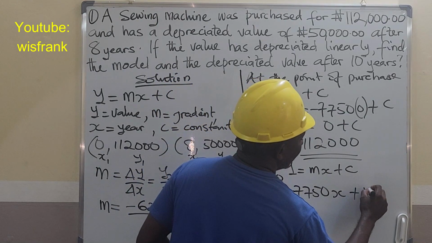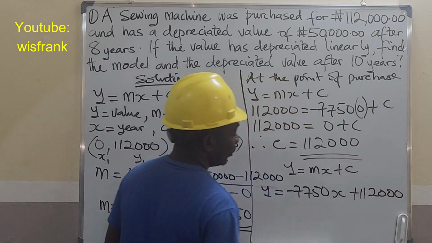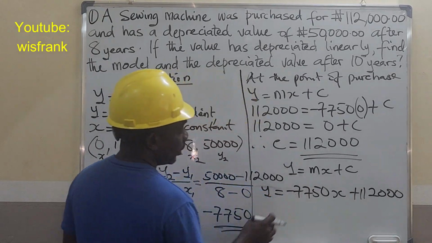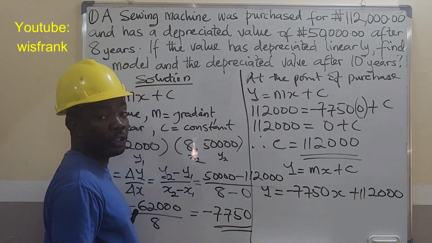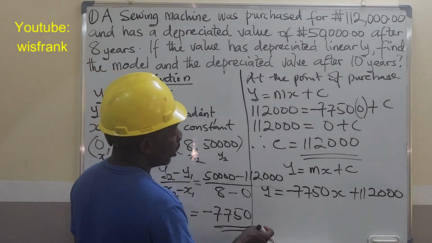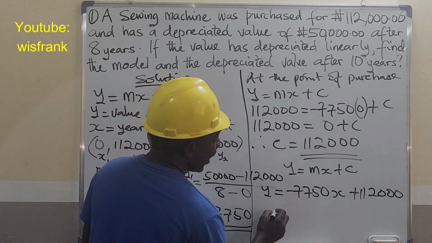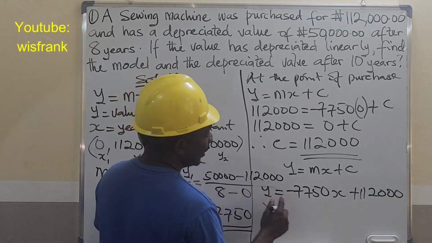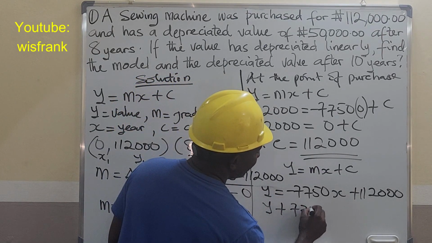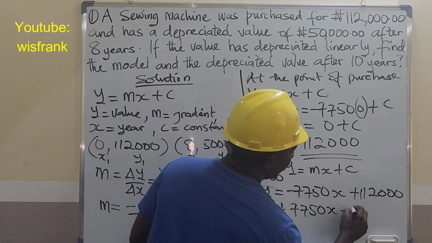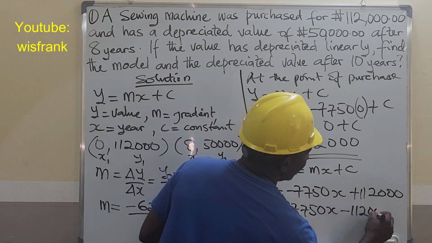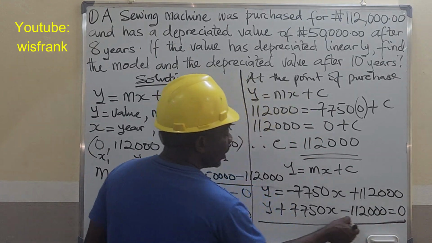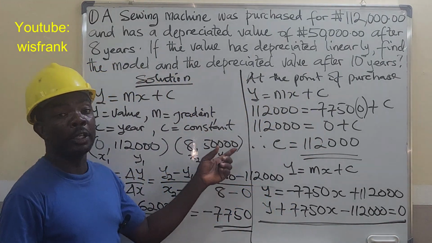So we write y equals minus 7,750x plus 112,000. In this case, we can rearrange this equation. This is the model, which is the equation that we were asked for in the question, and we can rearrange it. So we have y plus, because we transpose to the other side, 7,750x minus 112,000 equals 0. So this is the model, which is the equation of the question that we are asked.